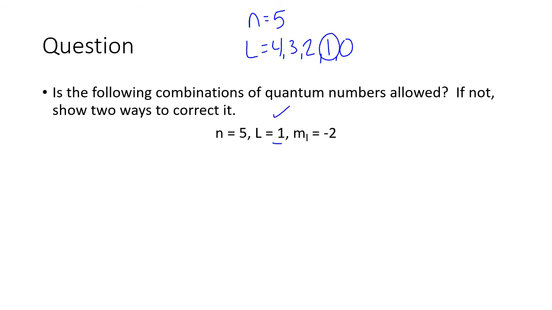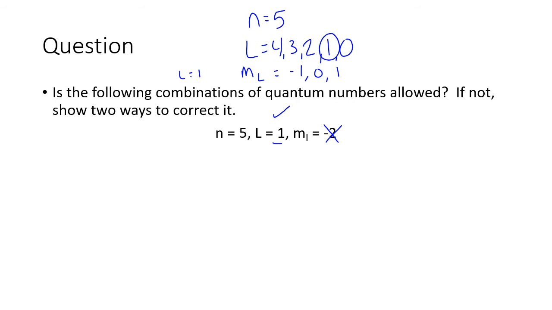We're now saying that L is equal to 1, and so that means that for L equals 1, m sub L could be -1, 0, or 1. So the fact that m sub L is a -2 would not be correct, and so this is not a possible set of quantum numbers for an electron.